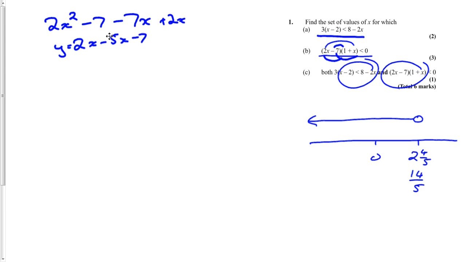Now the reason that we've written it like this is because we then sketch the graph, and we need to know where this goes through the y-axis. And we can see here that it goes through the y-axis when x is 0, so it's going to go through at minus 7.